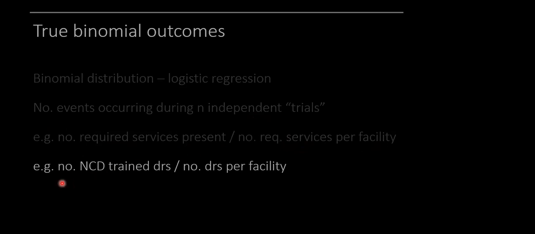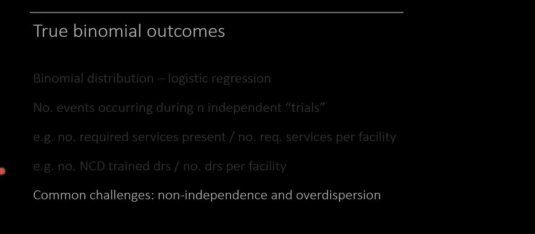Another example might be the number of doctors that are trained to treat NCDs out of the number of doctors per facility. The number of doctors per facility would be thought of as the number of trials, and the number of events would be how many of those are actually trained. So those would be true binomial outcomes.